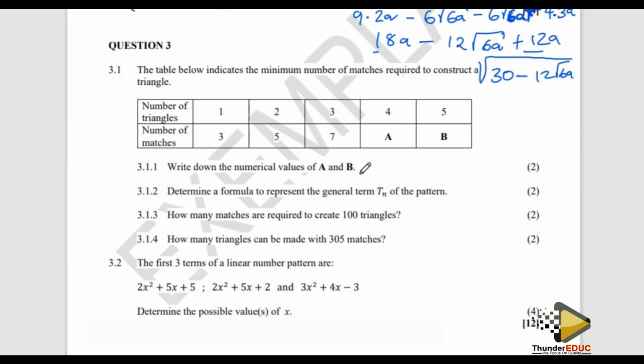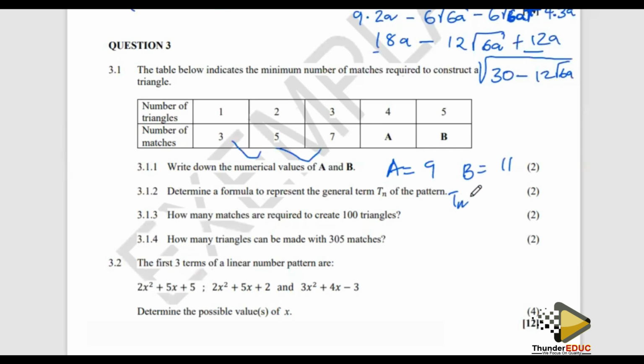So they want us to get the numerical values of A and B. When we look at this pattern, it's a +2 everywhere. For as long as the difference is constant, this is linear or arithmetic. So for us to get A, we add 2, which is a 9. And then B is going to be 11.